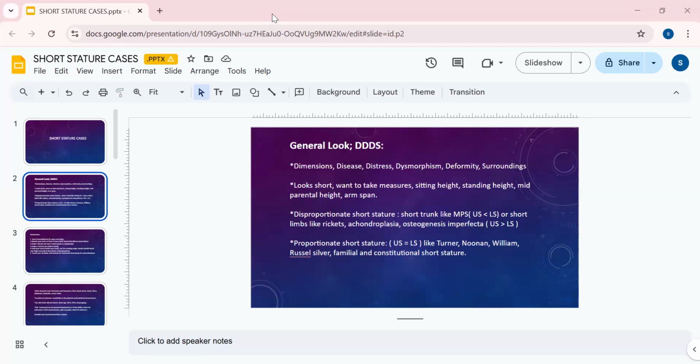So whenever you have a child with a short stature, as you enter the room, again the same scheme that you follow for all of your cases, that is 4Ds. That is, you will look at the dimensions, any obvious disease, dysmorphism, any deformity, and any special surroundings and devices attached. Okay, so this will be the same approach as for all the cases. You will start with these 4Ds, and then you will, of course, see that the child is short.